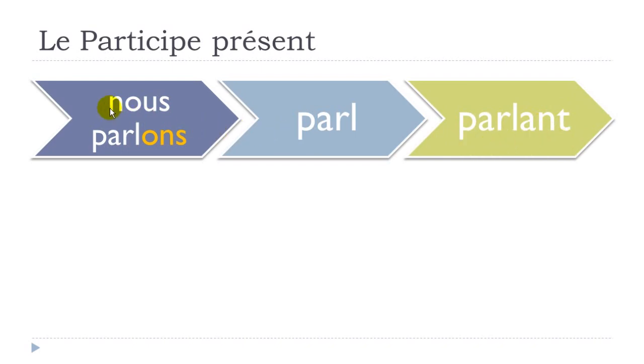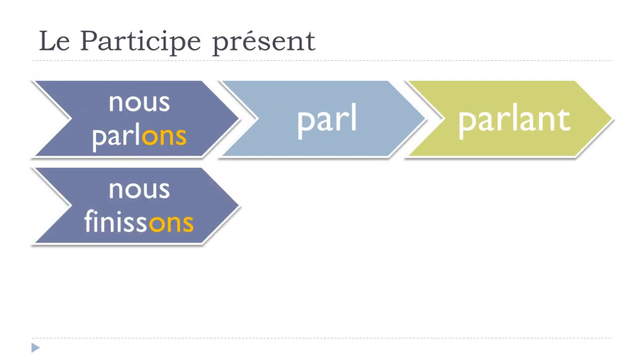So remember, nous form at the present tense, you spot the ending ONS, you take it away, you get parl like that, and then you just add this A-N-T at the end, and you will get this participe présent. I took, just to start, parler. Parler is to speak or to talk, and it's the first group, so it's quite easy to make.